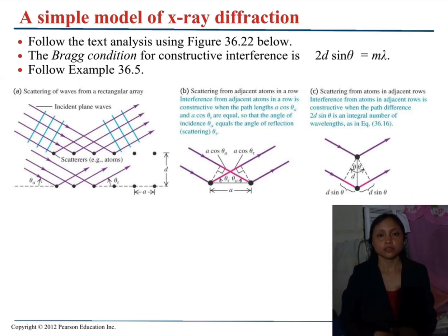The condition for constructive interference in X-ray diffraction is called Bragg's law. This equation relates the crystal spacing, diffraction angle, and X-ray wavelength. Using Bragg's law, scientists can determine the internal structures of crystals. This method played an important role in discovering the structure of DNA.